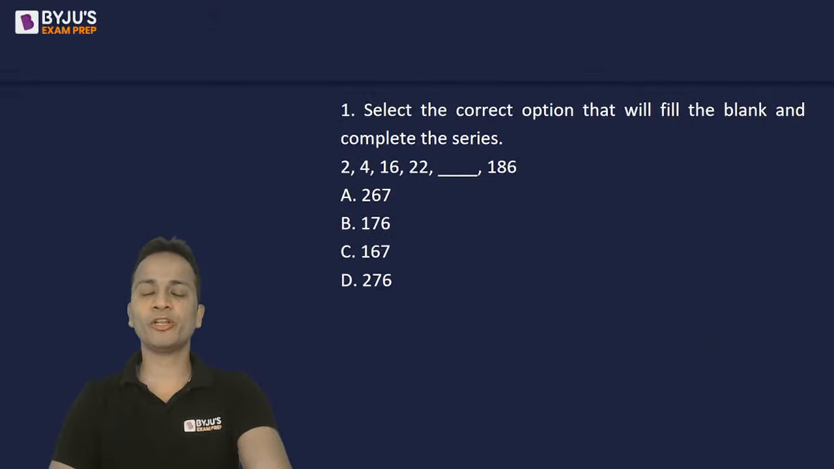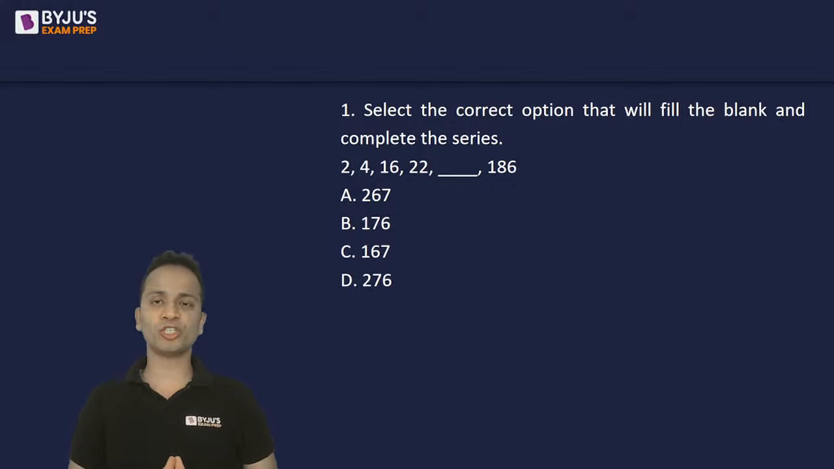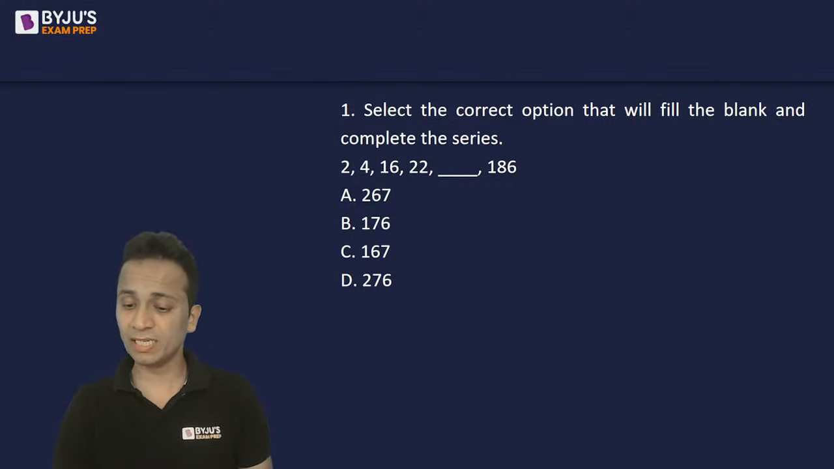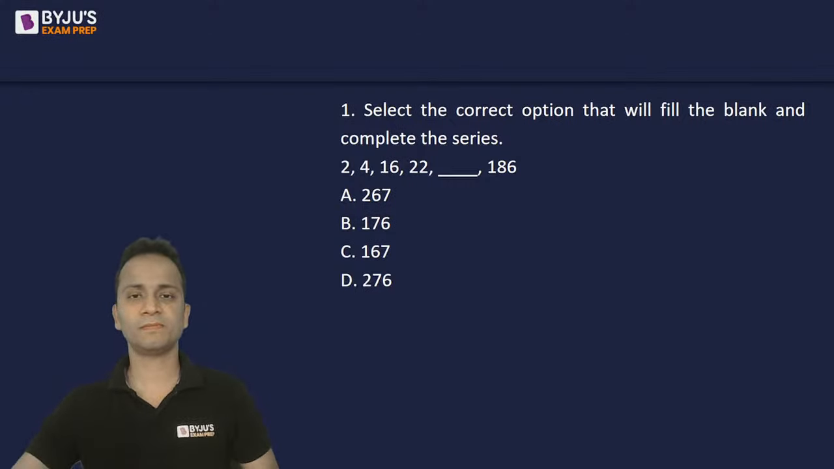Question number one on your screen is a very simple, straightforward question on series: missing term in the series. Select the correct option that will fill in the blank and complete the series. The numbers are 2, 4, 16, 22, then a blank, and then 186. Which number will complete this series?